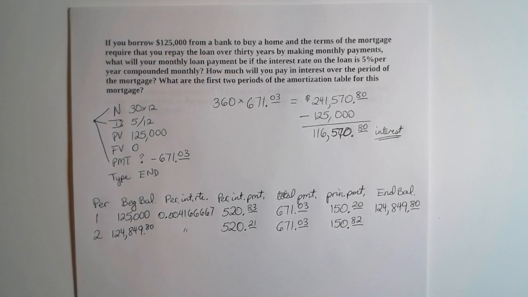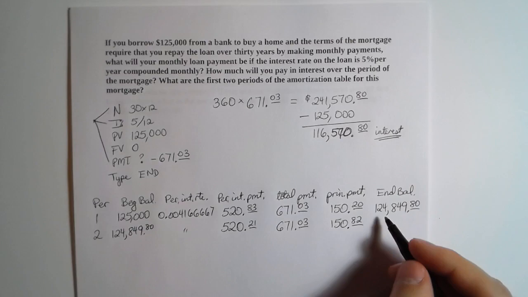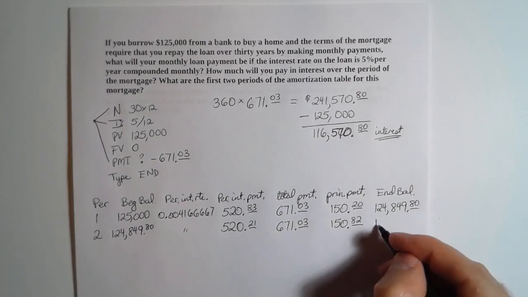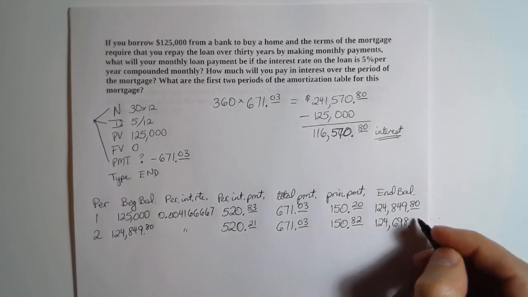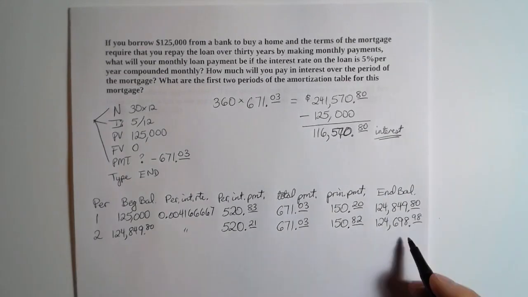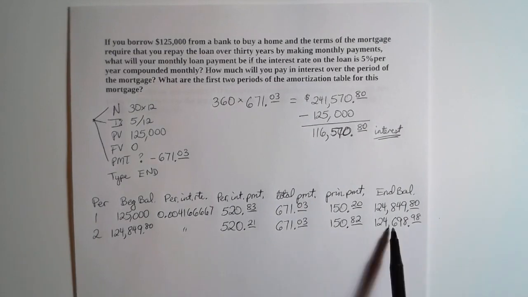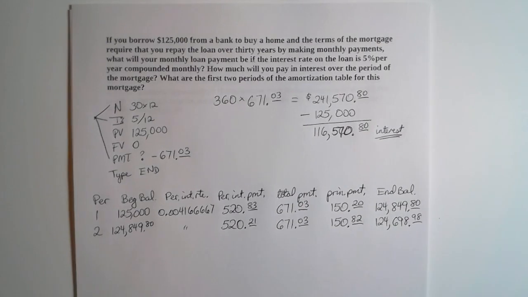Okay, so if you pause the video to work that out, what you should have gotten is $124,698.98 as your ending balance for the second month. Now, if you were going to continue on to the third month, that number would be your beginning balance for this third month, and you would proceed as before.